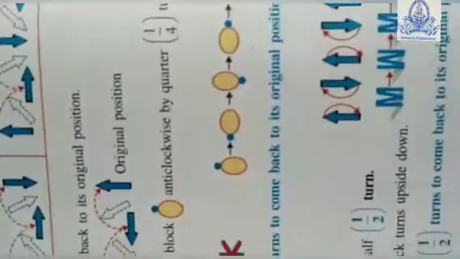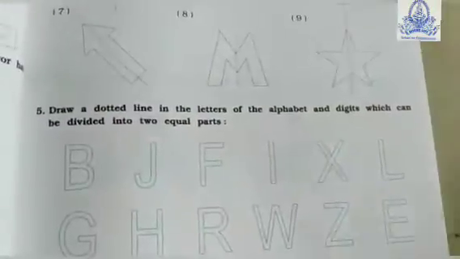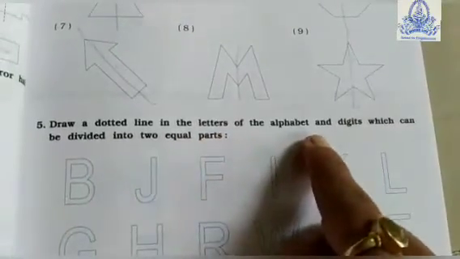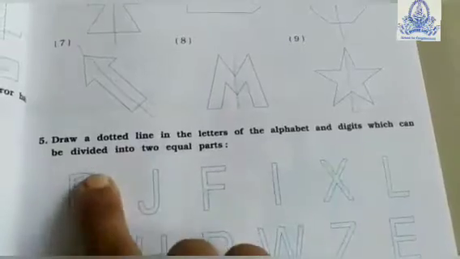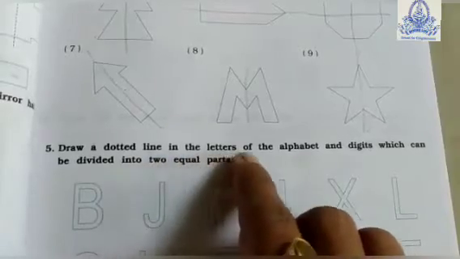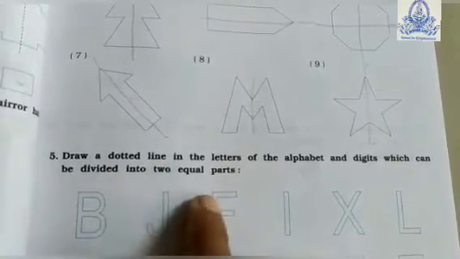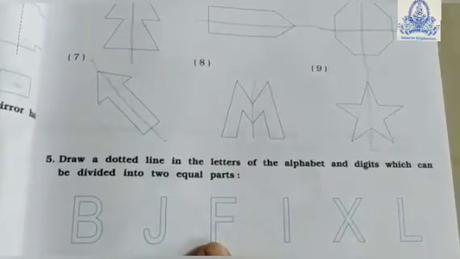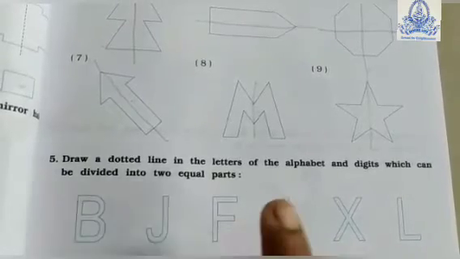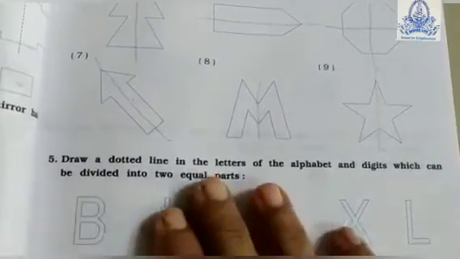Now if you have to draw a dotted line in the letter of the alphabet and digits which can be divided into two equal parts. See, I am reading once again. Draw a dotted line in the letter of the alphabet and digits which can be divided into two equal parts. I am not saying that it should be mirror half. It should be divided into two equal parts. So when you draw a dotted line, it should divide into two equal parts.